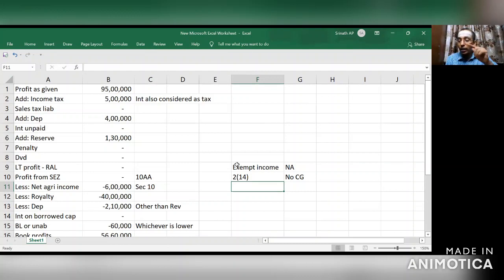Because it is not covered under section 10, it will continue to be in MAT. It will continue to be taxable. That means there should not be an adjustment. It's already credited to the P&L account. You should not have any adjustment for this.